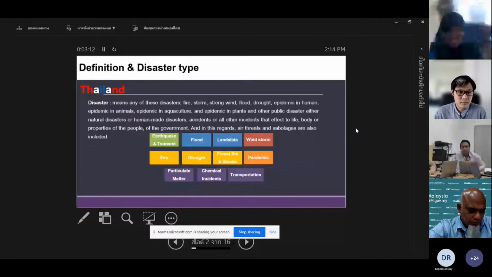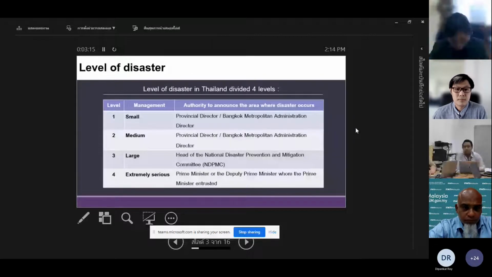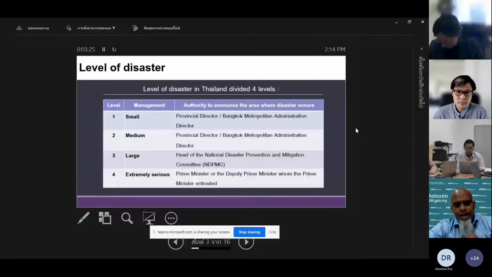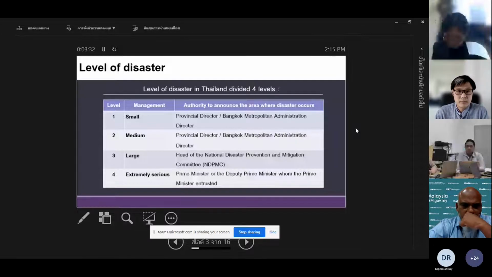The level of disaster in Thailand is divided into 4 levels. A small disaster is announced by provincial governors. A medium disaster is also announced by the provincial governor. A large disaster is announced by the head of the National Disaster Prevention and Mitigation Committee.